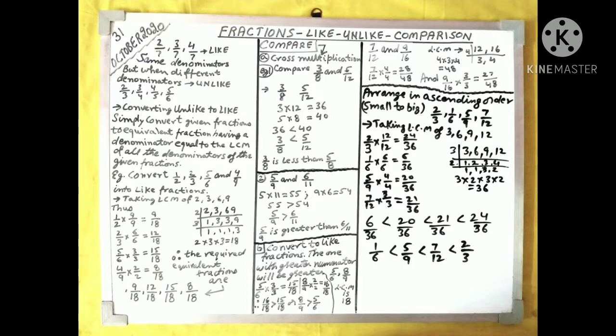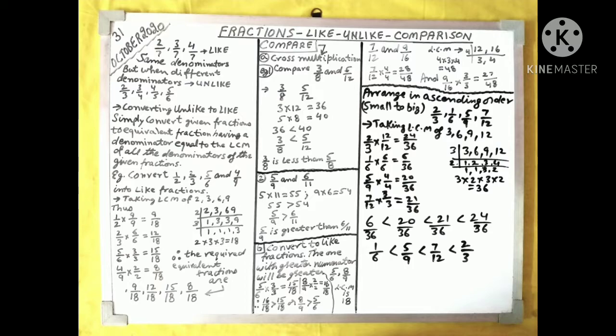So the fractions which have the same denominator, they are called like fractions. For example, 2 by 7, 3 by 7, 4 by 7. But when the different denominators are there, then we say they are unlike fractions. For example, 2 by 3, 3 by 4, 4 by 5, 5 by 6. Now we have to understand how to convert the unlike fraction to like, right?